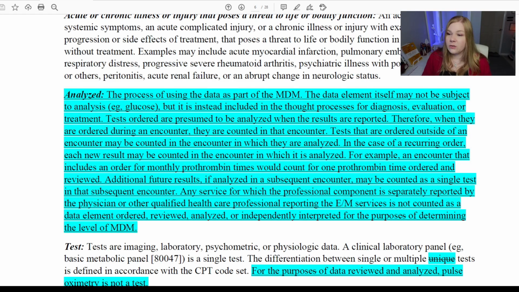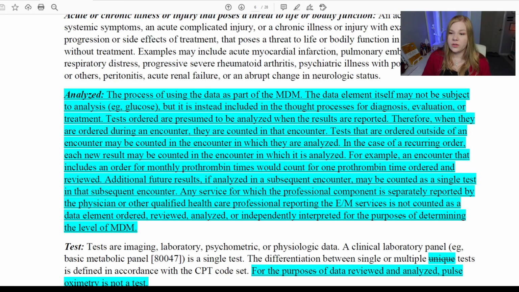In the case of a recurring order, each new test result may be counted in the encounter in which it is analyzed. For example, an encounter that includes an order for a monthly prothrombin time would count for one prothrombin time ordered and reviewed. Additional future results, if analyzed in a subsequent encounter, may count as a single test in that subsequent encounter, meaning that you get to count it once. You don't get to count that you reviewed that one and the one from 3 weeks ago and the one from 6 weeks ago and the one from 12 weeks ago.